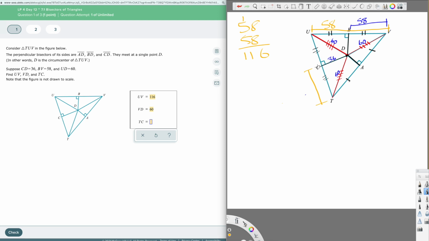I didn't get any information on that. But I do have this side of the triangle and I have this side of the triangle. So I am going to use the Pythagorean theorem here. Remember, the Pythagorean theorem is a squared plus b squared equals c squared. And we haven't used this in a while. It's probably been a few months since we've actually used the Pythagorean theorem in IM2.